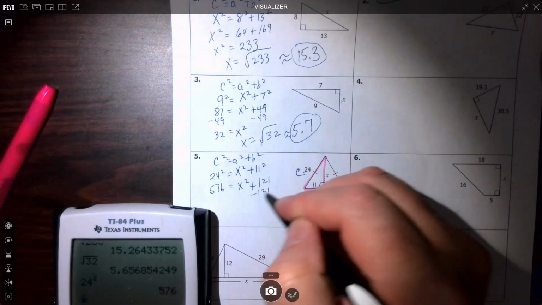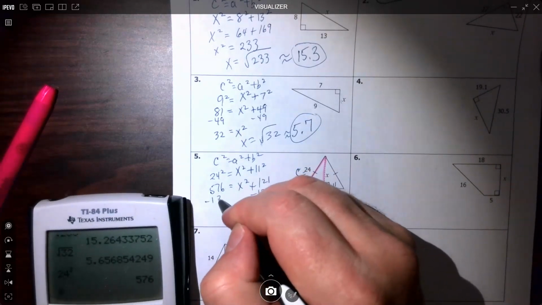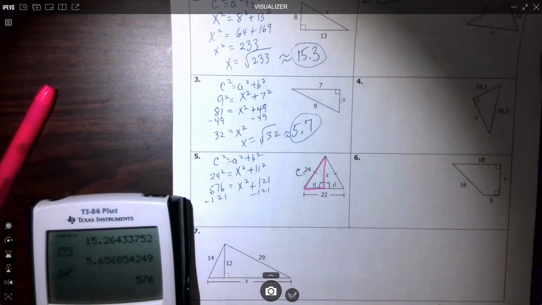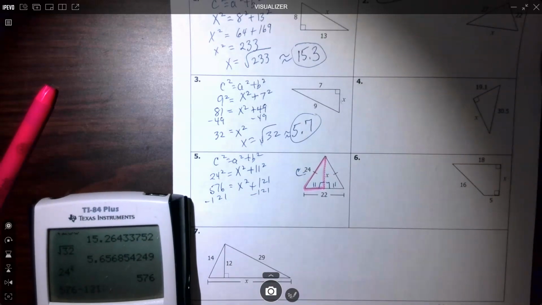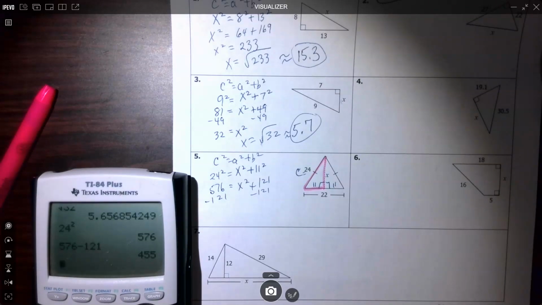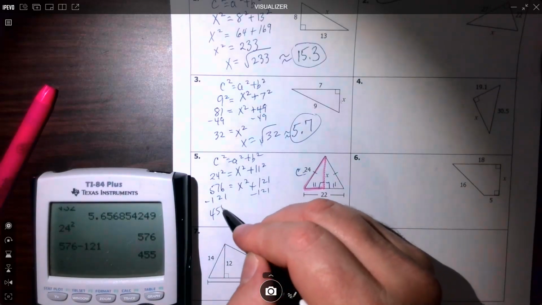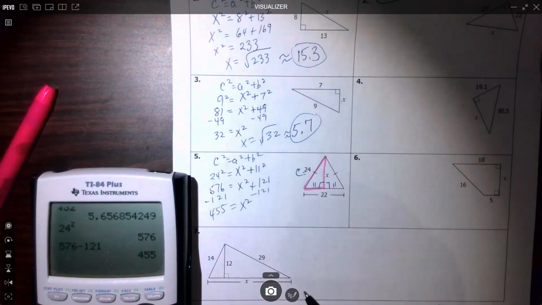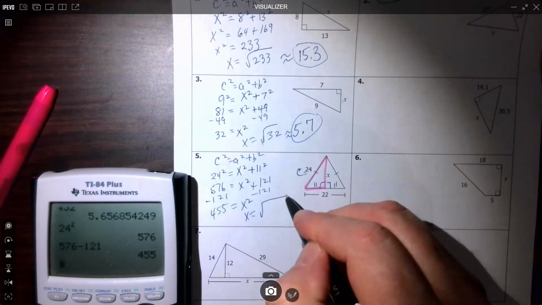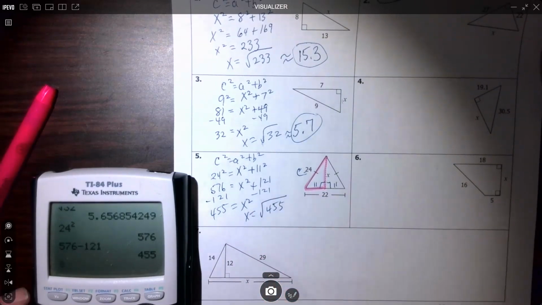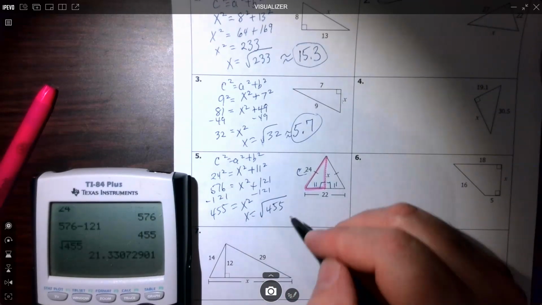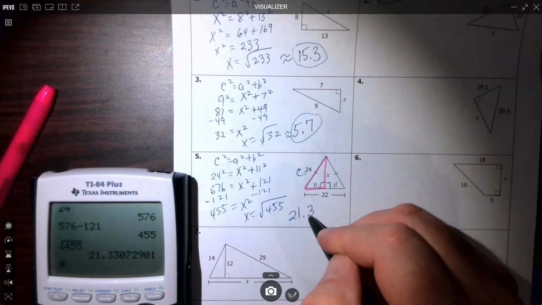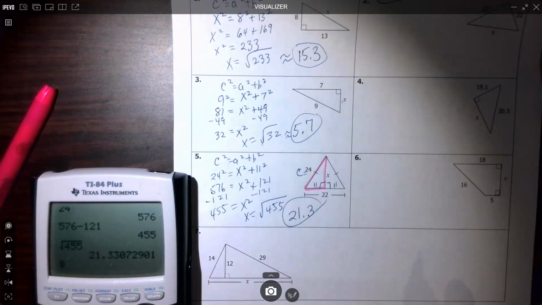Now I subtract. So again, anytime you're looking for a leg and not a hypotenuse, you have some subtraction to do. 576 minus 121 is 455. So x squared is 455, so x is equal to the square root of 455, which is 21.3 rounded to one decimal place.